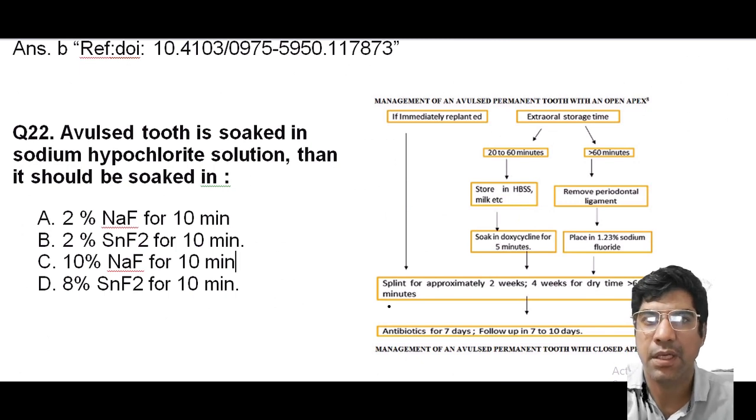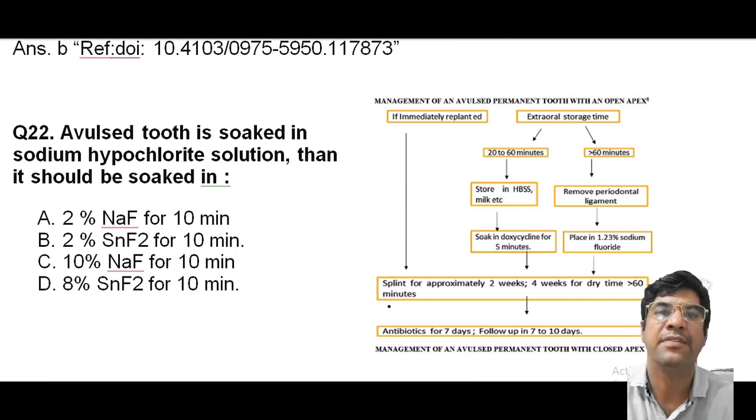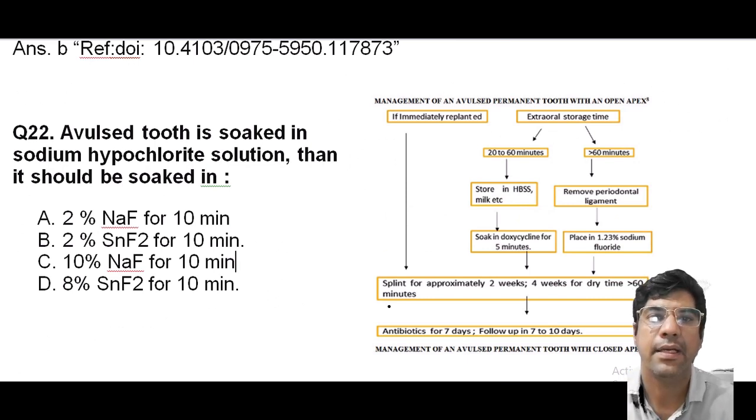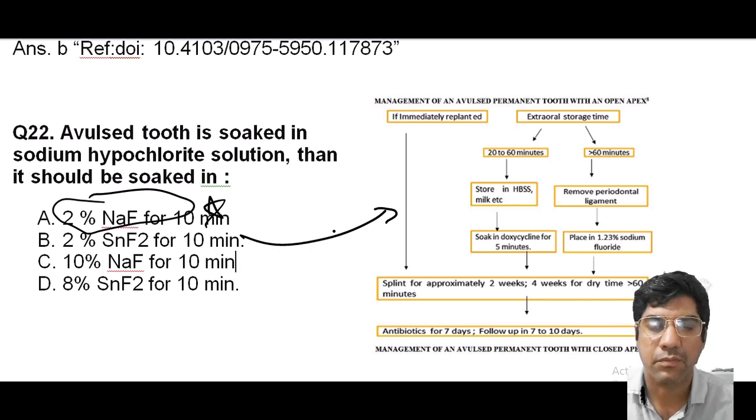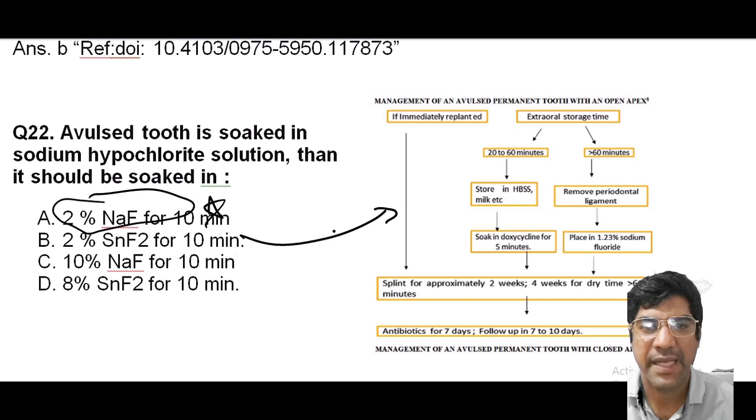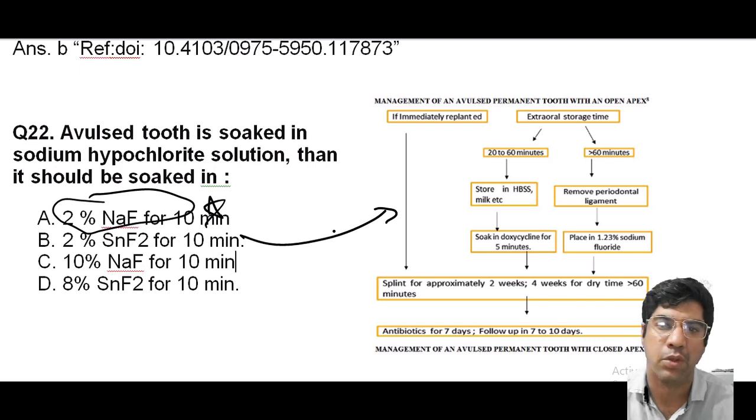Moving to the next question, the avulsed tooth. It is soaked in sodium hypochlorite, then it should be soaked in 2% sodium fluoride for 10 minutes. So imagine a scenario where a patient has an accident resulting in a knocked out tooth.